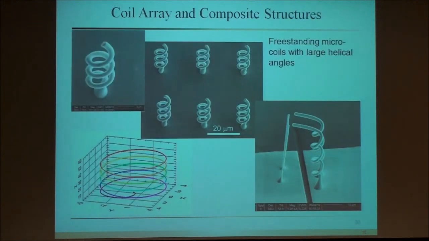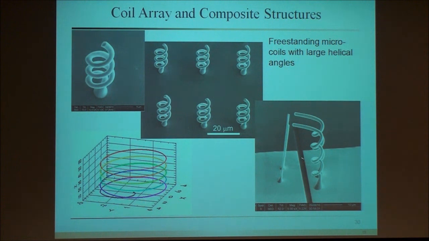And indeed, when you introduce that, you can grow those coils with an extremely high helical angle. And it's very stable. Those helical coils have a diameter of maybe 1 or 2 microns in this one, and we can repeatedly do that.